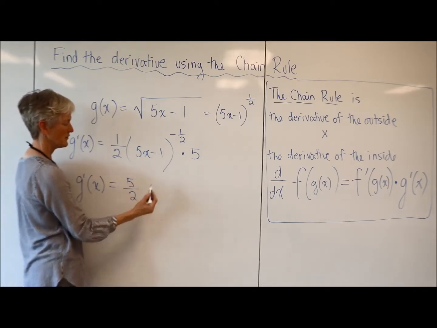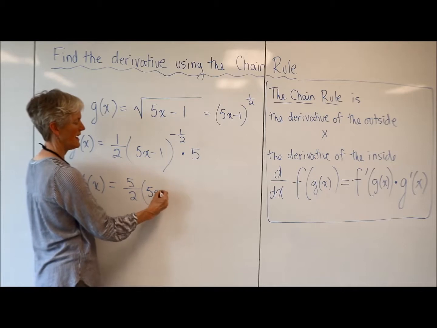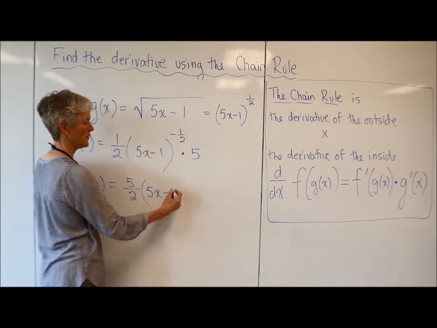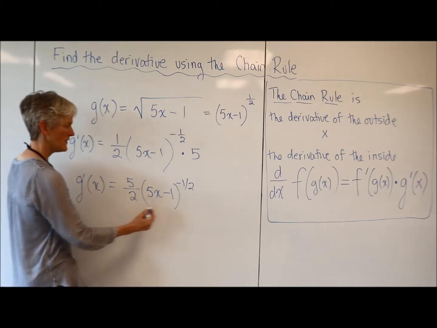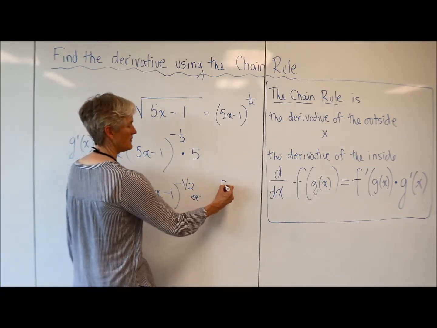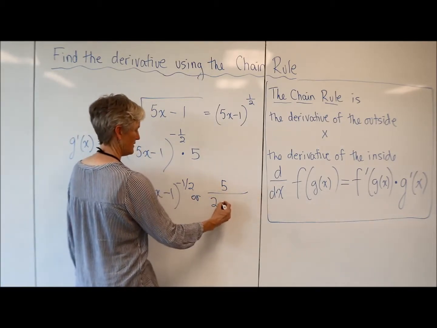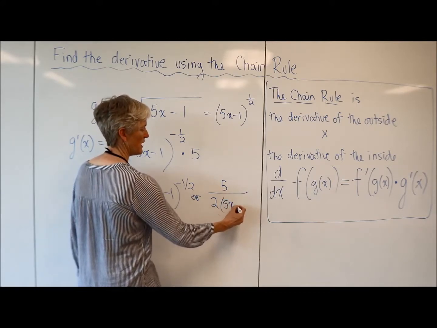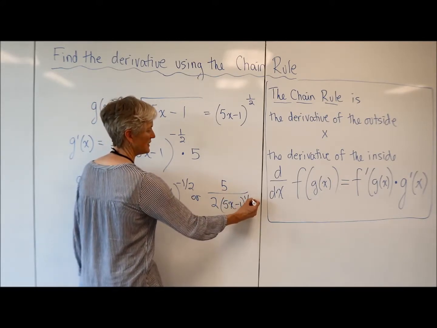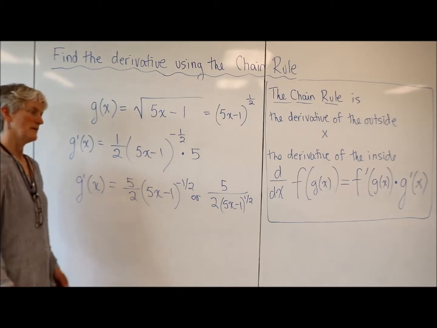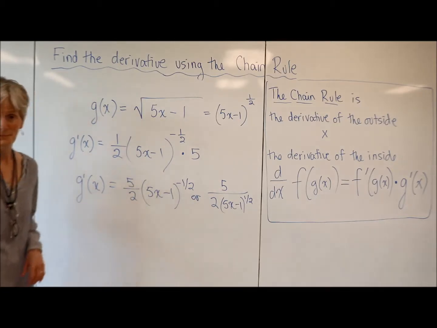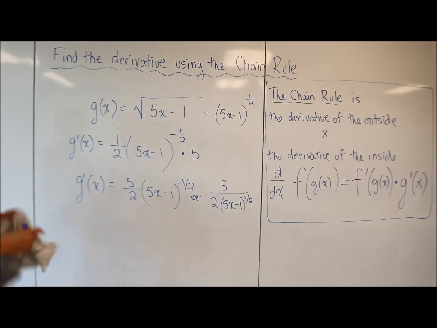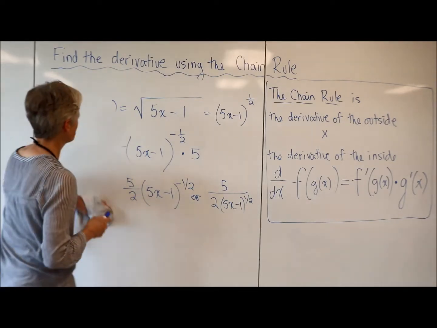Okay? And if I wanted to rewrite this, I'm going to bring that 5 with that 1/2. You could rewrite it as 5/2 times the quantity 5x minus 1 to the negative 1/2. Or if you prefer to write it without negative exponents, that 5 could be in the numerator. The denominator then would have the 2 and that positive fractional exponent. All right? Okay, so let's mix and match some of these.